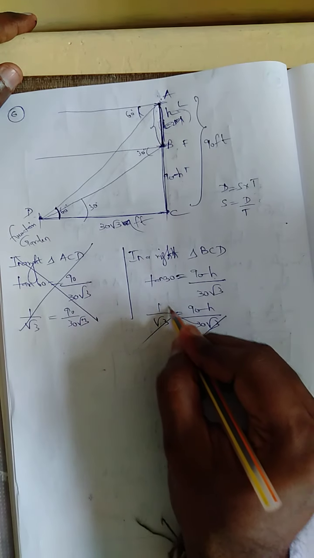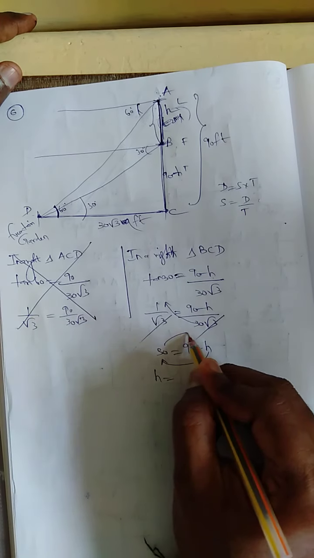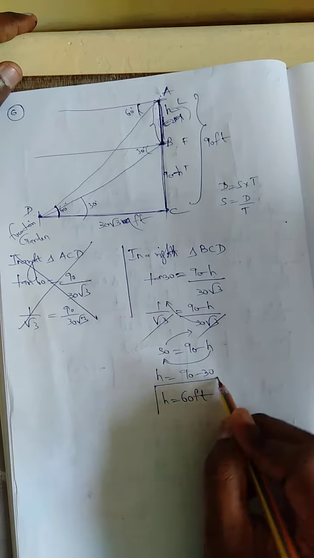Root 3 cancels. 30 moves here. 30 is equal to 90 minus h. Minus h moves and becomes plus h. 30 moves here. 90 minus 30, see, is nothing but 60 feet. How did I get the answer?